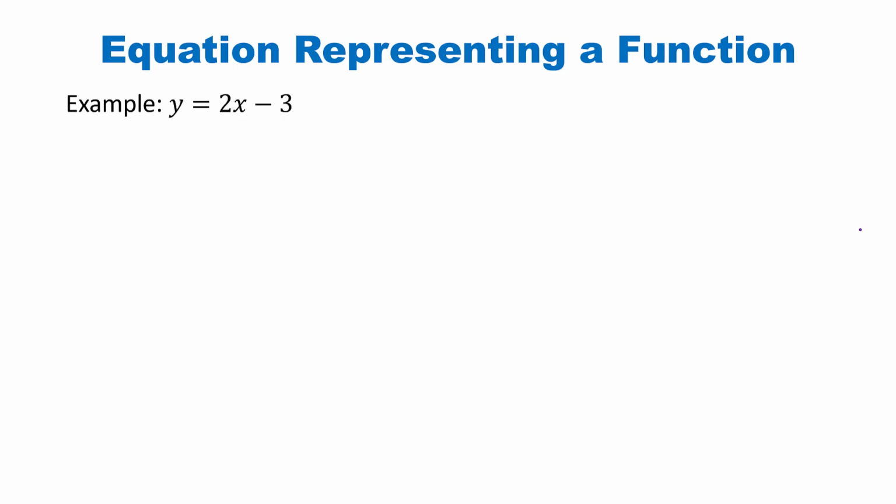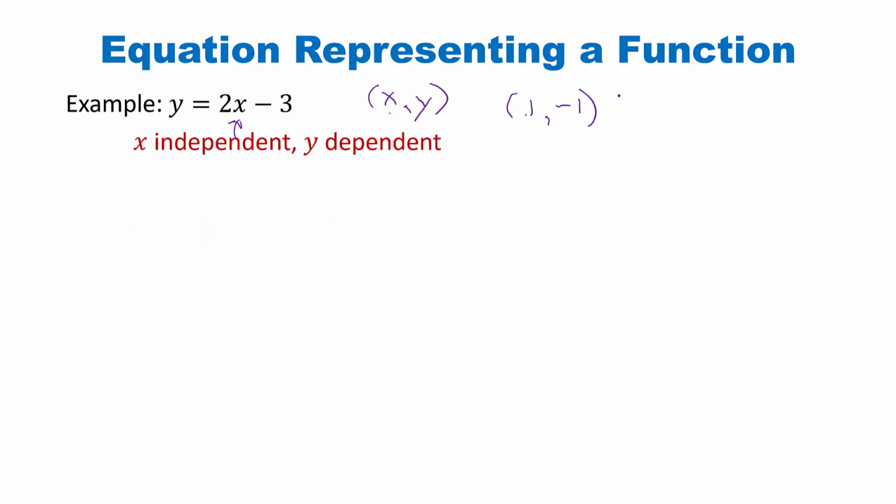The way that we know that this represents a function is if we think of x as being the first component and y as being the second component of the values that are determined by this equation, then any value that we put in for x is going to result in exactly one value of y. There's no way we're going to get two values of y here. For example, if I let x be equal to 1, then y would be 2 times 1 minus 3, or negative 1. Whatever value we put in for x, we're only going to get one value for y. So this would be an example of an equation representing a function. Remember, x is the independent variable, y is the dependent variable.